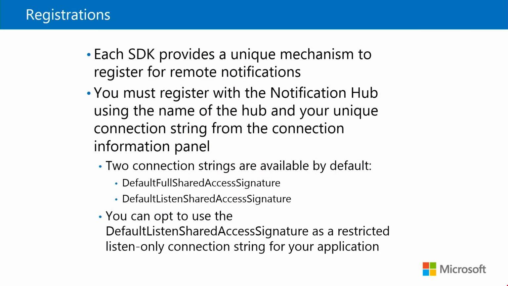In order for the notification hub to send notifications to clients, the clients have to register with the notification hub. And part of that registration, of course, is going to be their platform identifier. Now, there's a couple things that you want to know about this. Each SDK provides a unique mechanism to register. We're actually going to look at that.